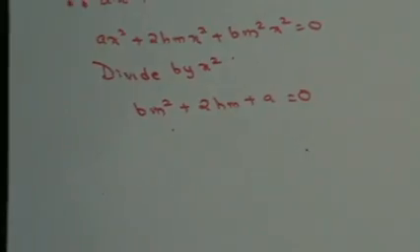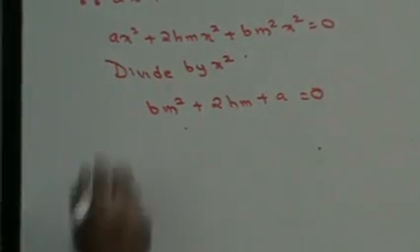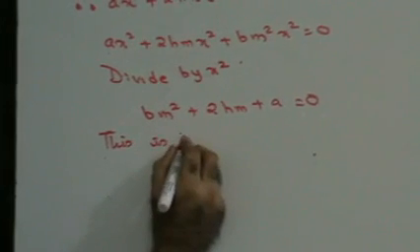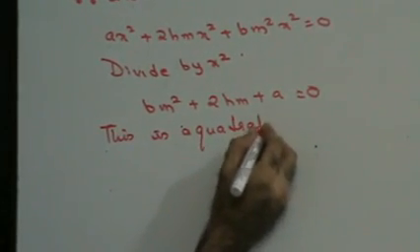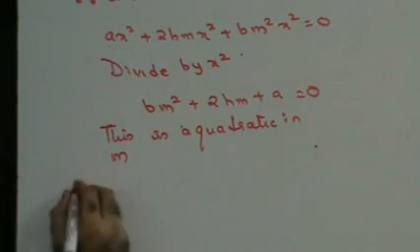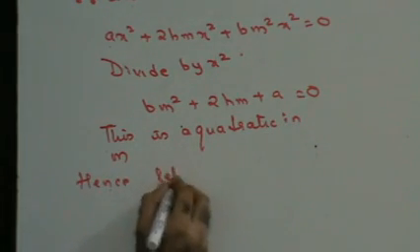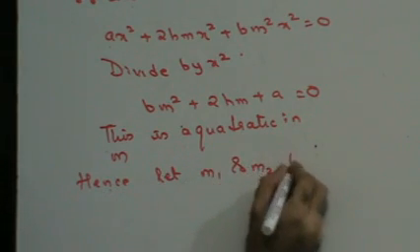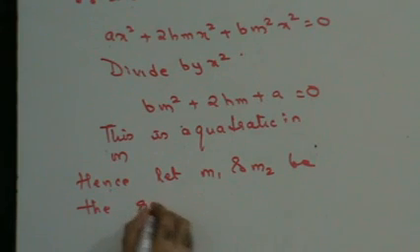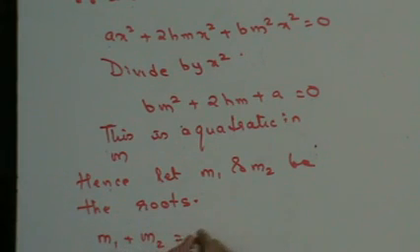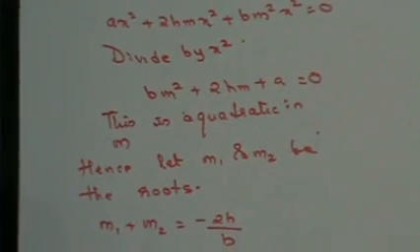I can say that this is a quadratic in m. Hence, let m1 and m2 be the roots. If m1 and m2 are the roots of the above quadratic equation, then m1 plus m2 is nothing but minus b upon a. So this will be minus 2h upon b, and m1 m2 is going to be c upon a, that's going to be a upon b.